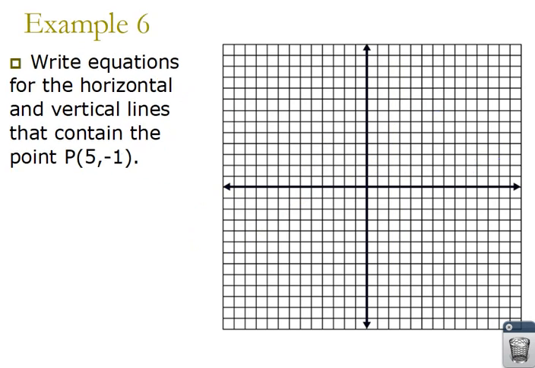Alright, let's try one more. Point is (5, negative 1) this time. Whoops, wrong side. (5, negative 1). Okay, so the horizontal line here, y equals negative 1. Vertical line here, x equals 5. You can pull this straight from the point because it's x equals 5 and y equals negative 1. So you don't even have to graph it. Okay?